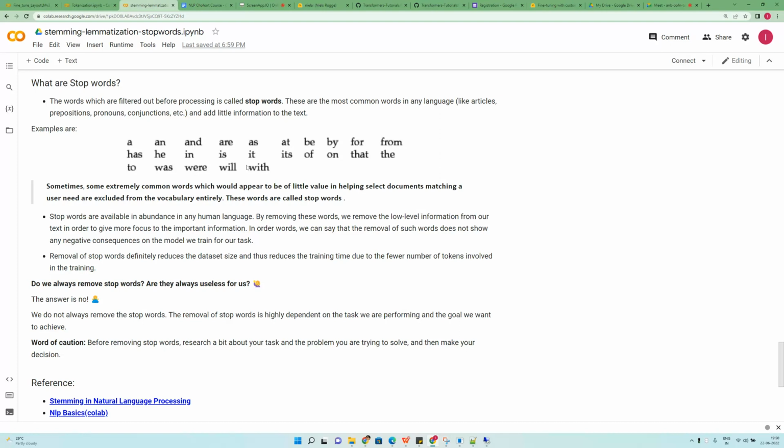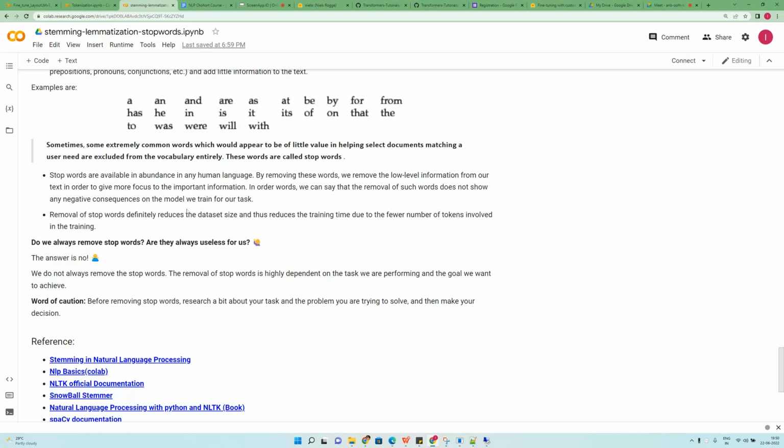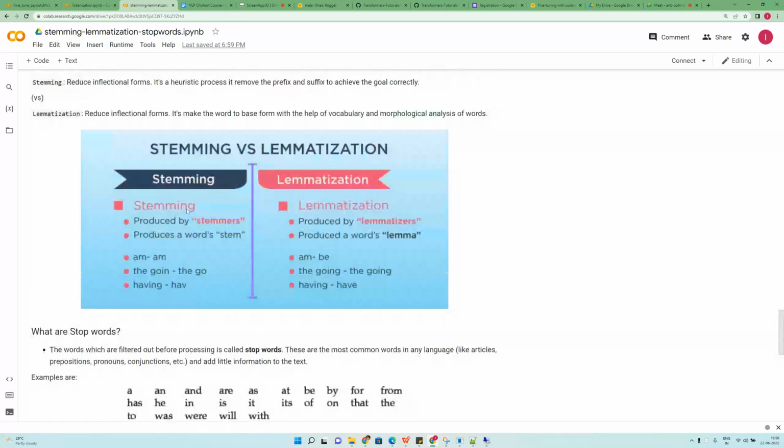Don't blindly remove stop words. Understand the problem that you are solving and see whether stop words make sense for you. If you think stop words are actually a good feature to divide a particular class, then you have to consider them. You should not remove them. If you think stop words are not necessary, then you can remove those from your text and process the remaining text. So that's about stop words.